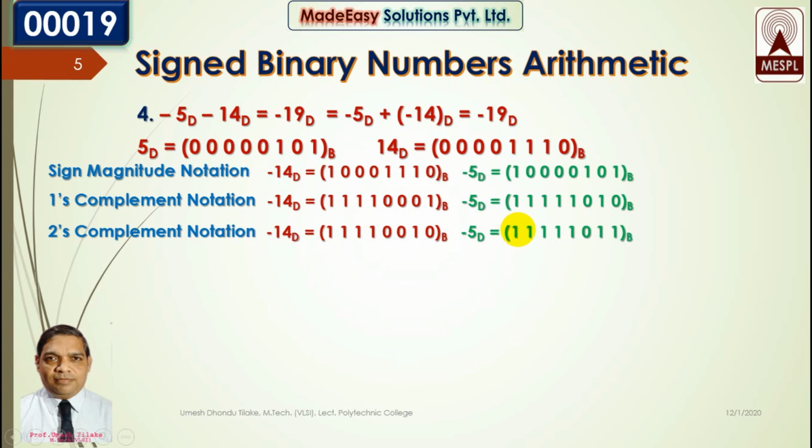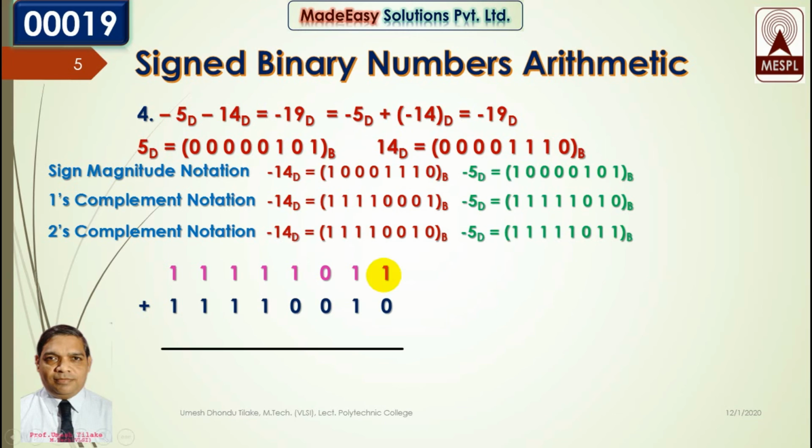Now add these two numbers. So first write down minus 5, 1 1 1 1 1 0 1 1, and then add minus 14, 1 1 1 1 0 0 1 0. We will get 1 plus 0 is 1, 1 plus 1 is 0 carry 1, 0 plus 0 plus 1 is 1, 1 plus 0 is 1, 1 plus 1 is 0 carry 1, 1 plus 1 plus 1 is 1 carry 1, 1 plus 1 plus 1 is 1 carry 1, and 1 plus 1 plus 1 is 1 carry 1.